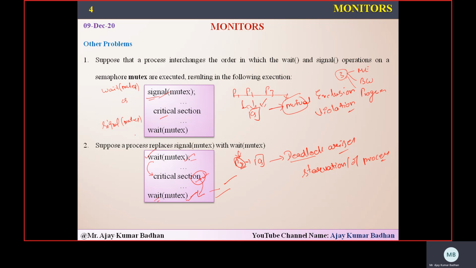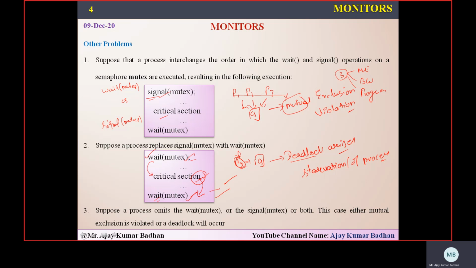So these are the two scenarios. If any of these scenarios takes place when we are writing a program as a programmer, problems definitely arise. Yes, definitely there will be problems, and it's highly difficult to overcome these problems. So, as it says here, either mutual exclusion is violated or deadlock will occur.